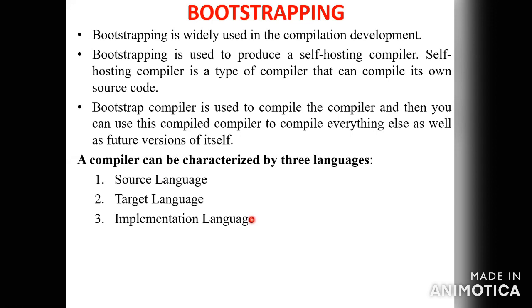Second thing is the target language. Target language means the language in which the output of the given source program is produced, in which machine code is written. That is, the compiler has to translate the given source program. In the target language, machine code is written for the source programs.